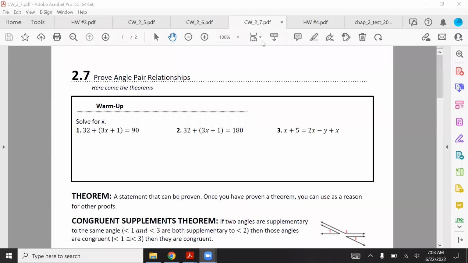Okay, welcome to a video on 2.7, proving angle pair relationships. Before we do that, let's do a little more algebra. We want to solve for x. X is right here. So what I'll probably do is combine everything on the left side first. 3x plus 33 equals 90. 3x equals 57. Therefore, x equals 19.